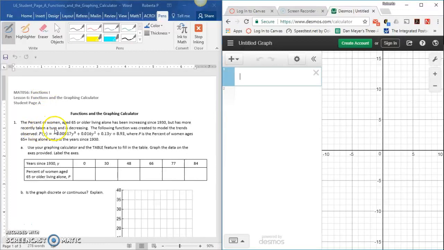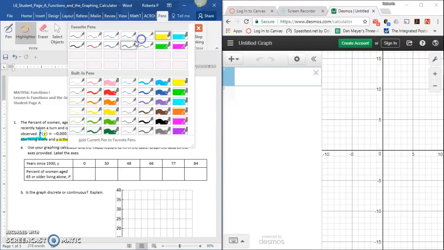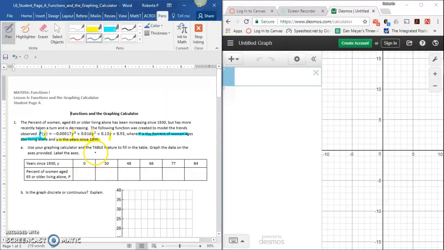So the first thing we want to do is identify our input and our output. We notice right away that our input variable is y and our output variable is P, and so we know that P is going to be the percent of women age 65 living alone, and the input y is the years since 1930. And so now our table can be used so that we can evaluate. So a table is to evaluate.